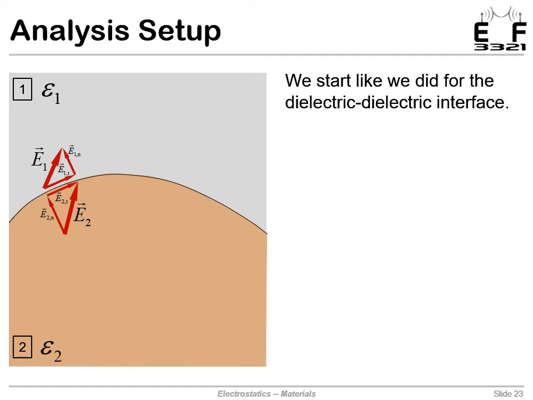So to analyze a dielectric conductor interface, we have the same setup that we had for the dielectric interface. What I did is I changed the color down here to something more like copper to remind us that this second medium is a conductor. So let's assume that we have infinite conductivity. This is a perfect electric conductor.